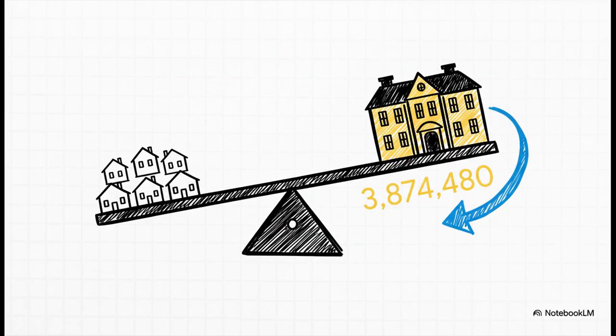This nearly $4 million mansion is what we call an outlier. It's an extreme value that just doesn't seem to fit in with the rest of the group. And you know what? Outliers have a superpower. They can pull the mean wherever they want.